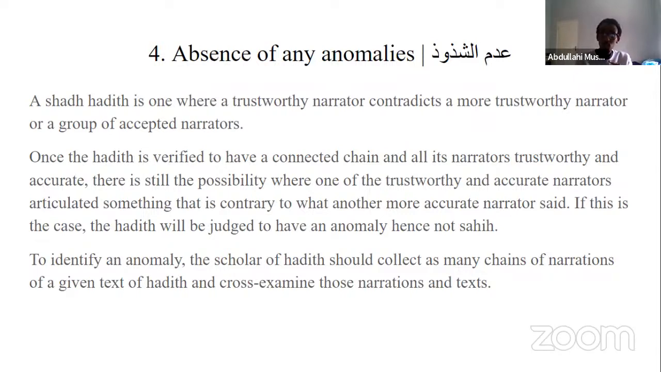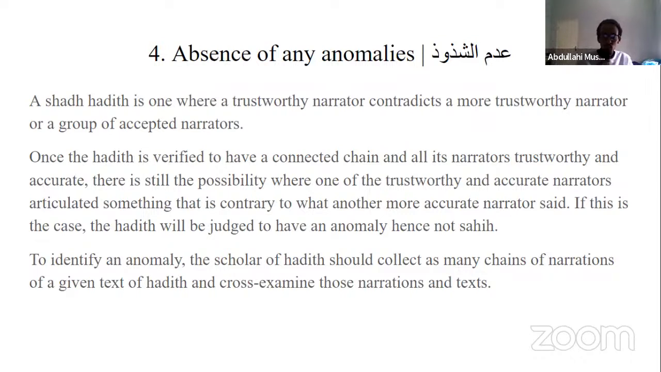Now, when it comes to checking whether this hadith has a shadh or an anomaly within it, you have to search for other chains of narrations for the same hadith. In the first three conditions, we're restricting ourselves to one chain, the primary chain. But now when it comes to the fourth condition, we need to search for secondary chains or other chains. And then we need to start comparing our first chain with those other chains, and the matn that arises from our primary chain with the matn that arises from the other chains.